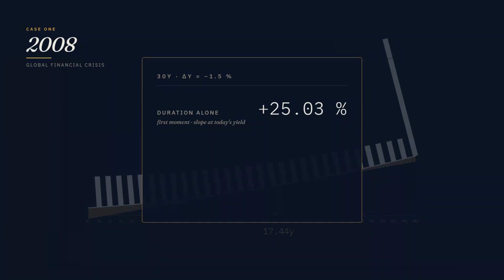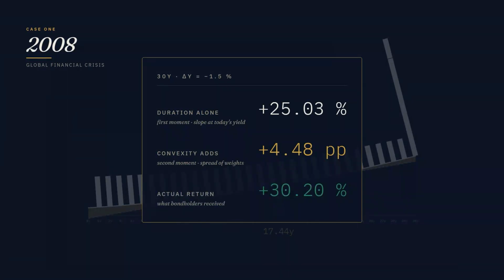Duration alone, the first moment, the slope at today's yield, predicts a price gain of about 25%. What does the second moment add on top? Roughly 4.5 more percentage points, coming from the spread of the cash flows around the fulcrum. And reality that year landed near plus 30%, which is duration's 25 plus convexity's 4.5, almost exactly equal to the actual return that bondholders received.